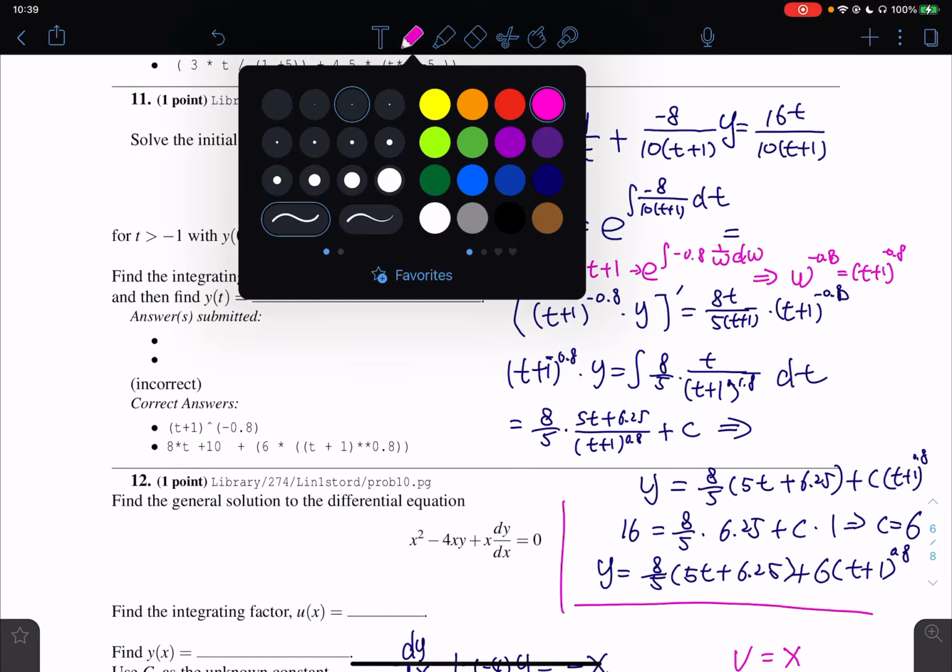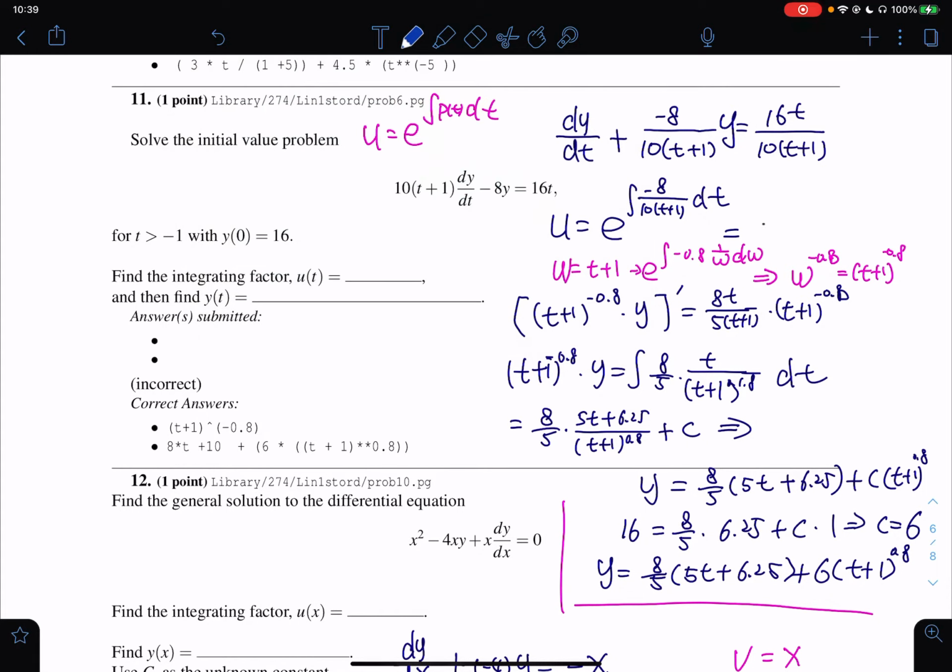So my integrating factor is technically (t plus 1) to the power of negative 0.8. So what I end up with is my integrating factor times y, taking the derivative, is supposed to be equivalent to the right side of my expression. I updated 16 over 10 to 8 over 5. So my right side of the expression times my integrating factor. So the derivative of something equals a t-dependent expression. So all I need to do is integrate both sides.